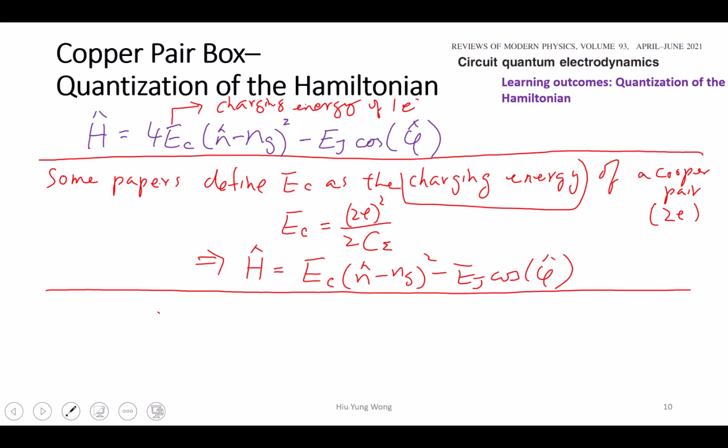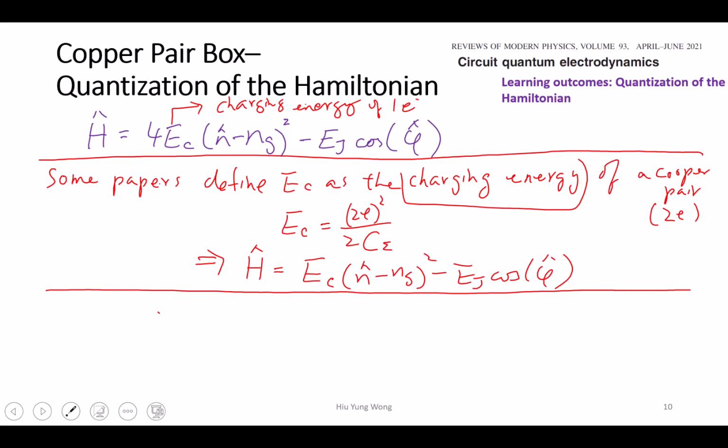Now, this equation is easy to memorize. In principle, I can just give you this and tell you, this is the Hamiltonian of a Cooper pair box. It is equal to the charging energy of a Cooper pair times how many extra pairs you have. You have 1 extra, 2 extra, then it becomes a square, right? Because the energy goes up with the number of Cooper pairs. And then plus the potential energy of the inductor, right?